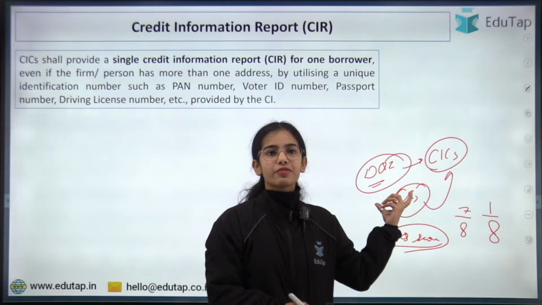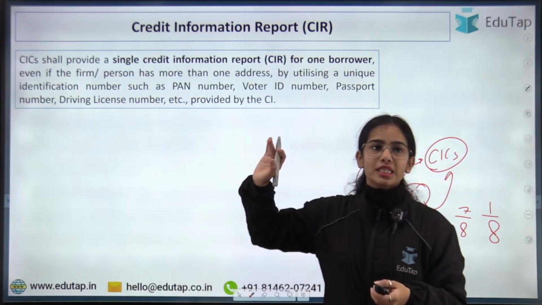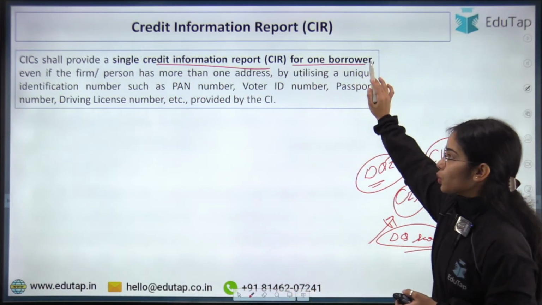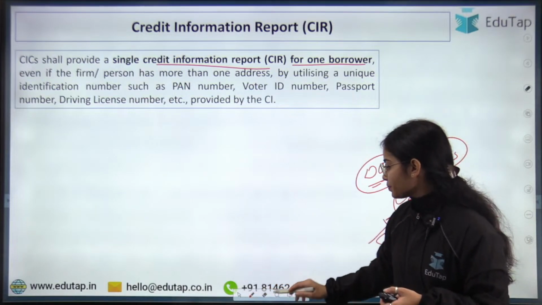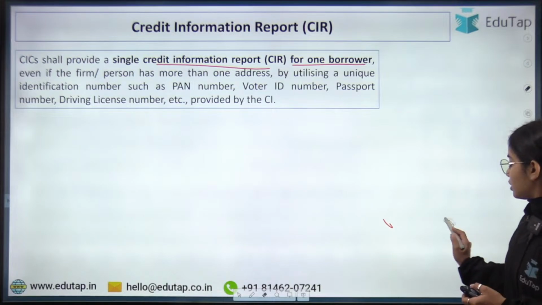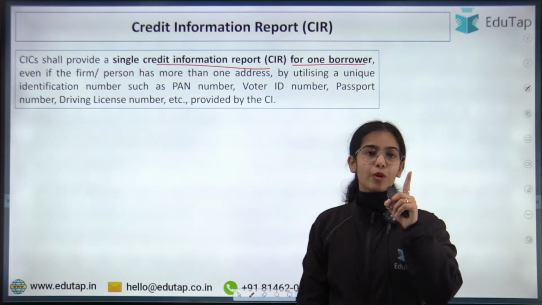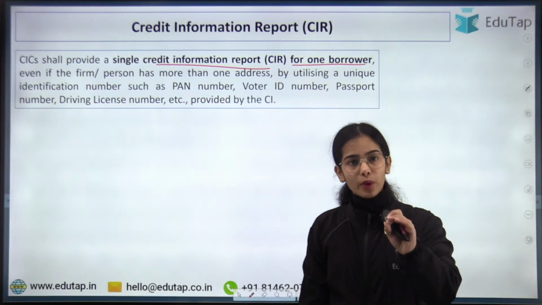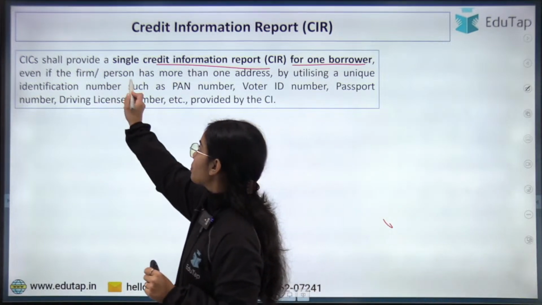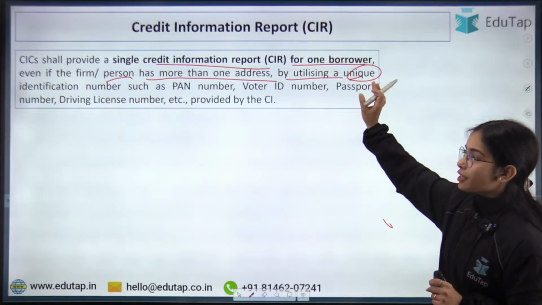So credit institutions will recognize that they are doing badly and they have to improve. Okay, so CICs shall provide a single credit information report for one borrower. Let's say there is a credit information company. Now a single credit information report has to be provided by one credit information company for one borrower, even if the firm or person has more than one address, by utilizing a unique identification number.